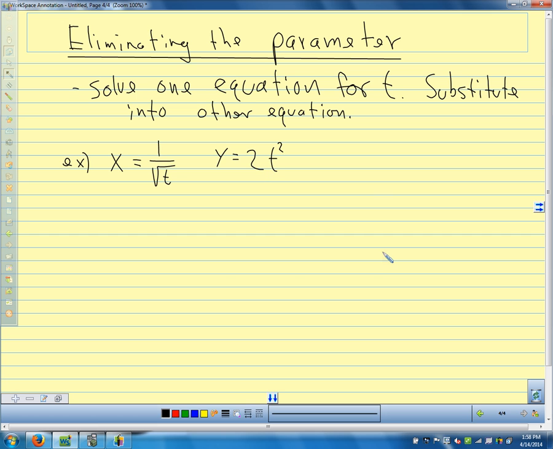So what would we have to restrict out of the domain for this set of parametric equations? What's that? T can't be negative. And one other thing, t can't be 0. So we're going to say t is greater than 0, can't be 0. Well, if t is greater than 0, what does that tell me about x?